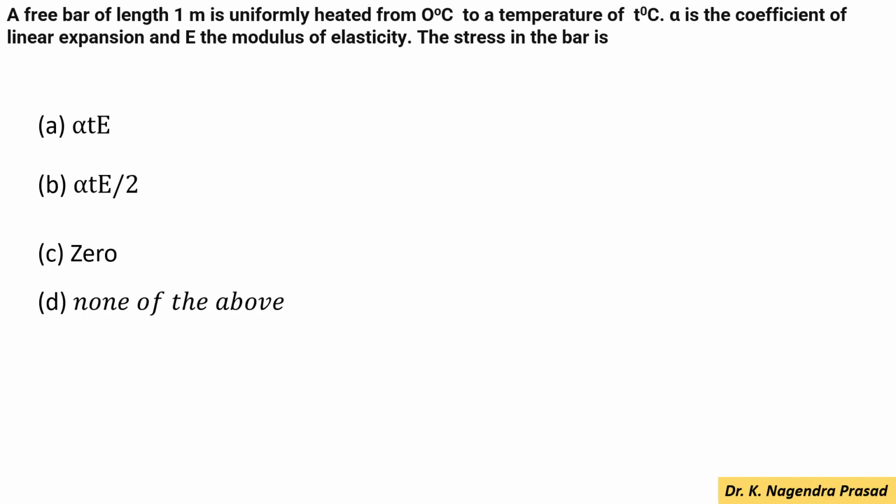A free bar of length 1 meter is uniformly heated from 0 degrees centigrade to a temperature of T degrees centigrade. Alpha is the coefficient of linear expansion and E is the modulus of elasticity. Then stresses in the bar is option A, alpha TE, option B, alpha TE divided by 2, option C, 0, option D, none of the above.